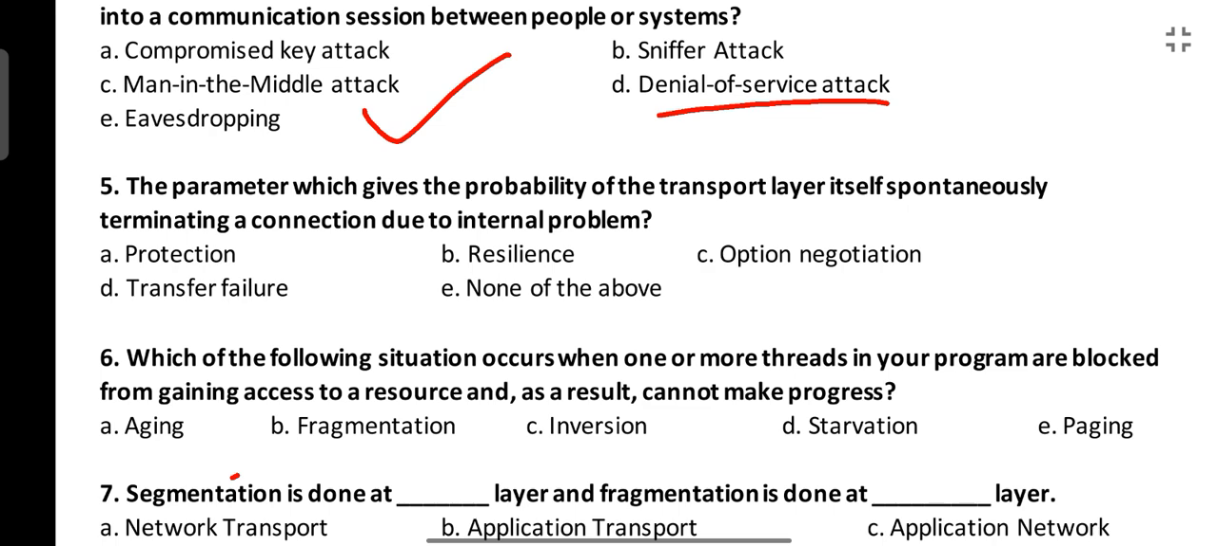Next is, the parameter which gives the probability of the transport layer itself spontaneously terminating a connection due to an internal problem. This property is known as resilience. So B is the right answer.